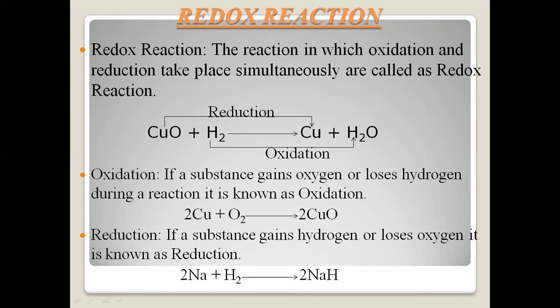So in the reaction, copper oxide loses oxygen and is being reduced, whereas oxygen is added to hydrogen and is being oxidized. So both oxidation as well as reduction are taking place simultaneously. So it can be termed a redox reaction.